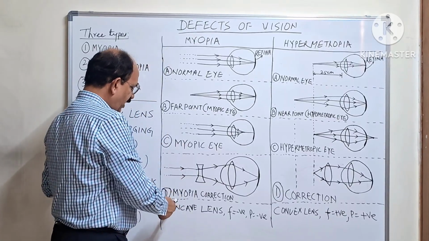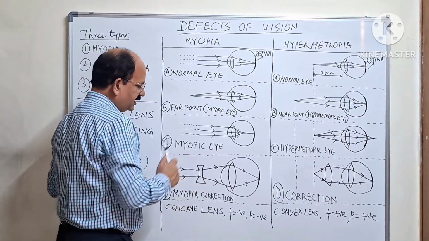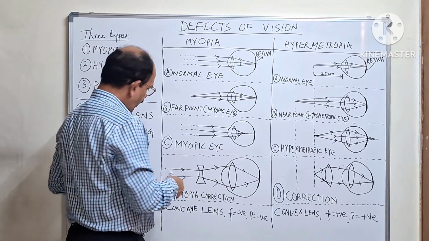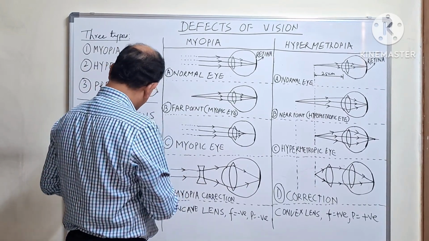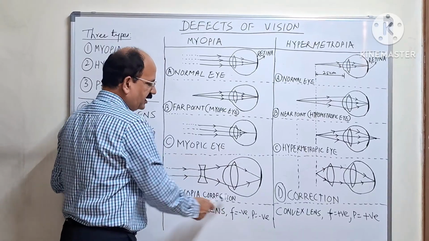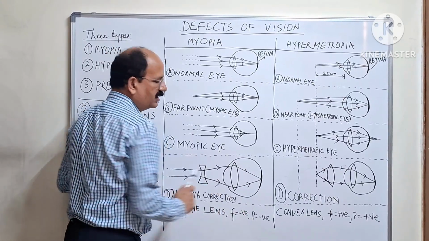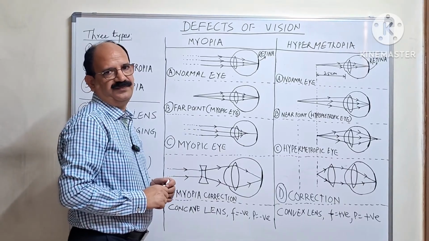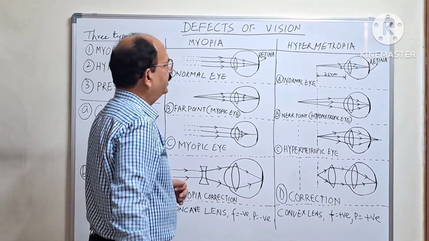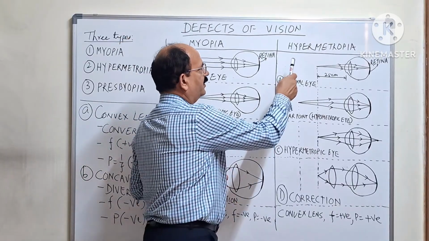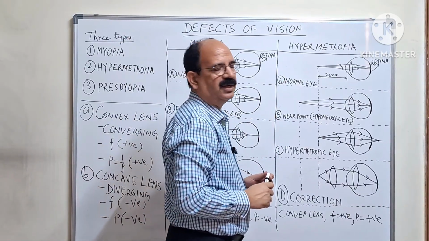So in case of myopic eye, the concave lens is the corrective lens. Now we know that the concave lens has focal length negative, therefore the power of the lens will be negative. Okay. Now let's consider the case of hypermetropia.